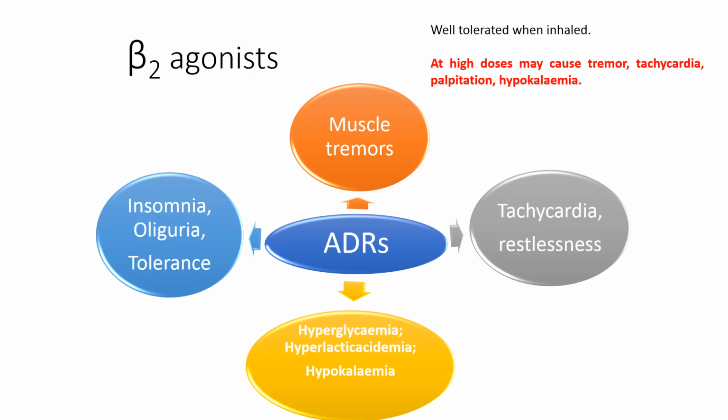Though these beta-2 agonistic drugs are very well tolerated when given by inhalational route. When given orally or when used in very higher doses, they can lead to muscle tremors, tachycardia, palpitation, sometimes hypokalemia. But overall they are very safe.